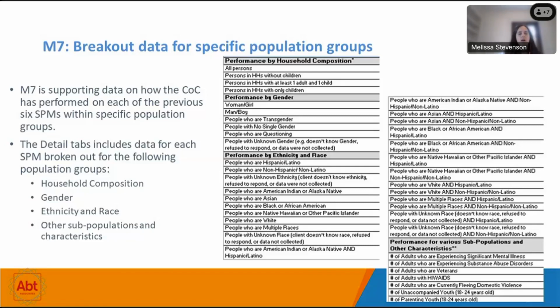I won't read all of the population groups, but just to give you a sense of what we're looking at in Measure 7. It also breaks it up by gender, ethnicity, and race, and then some other subpopulation characteristics. There's some data on youth, veterans, some other characteristics that would be of interest to point towards any underserved or disproportionately impacted populations. So when you go to the detail tab, you'll see that list of all those specific population groups, and then see how those groups performed on Measure 1A, and then you'll see those numbers for the newly homeless, the length of time they were homeless, the exits, etc.